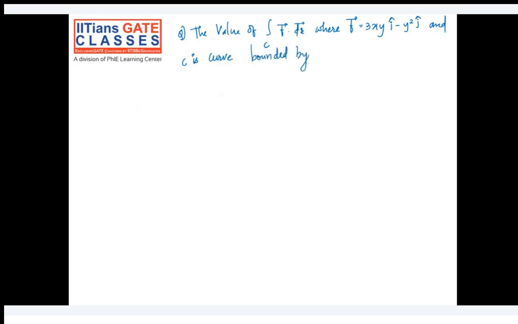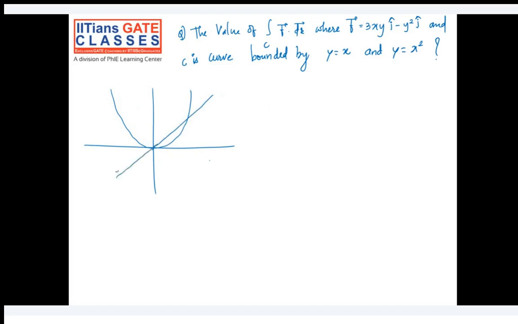I'll help you with this figure to make you understand what they're asking. y is equal to x square is the parabola. y is equal to x is this inclined straight line, right? So this is y is equal to x. This is y is equal to x square, and the curve bounded by these two means this is the curve they are targeting. This one and then this one, just like this. Okay, from (0, 0) to (1, 1).